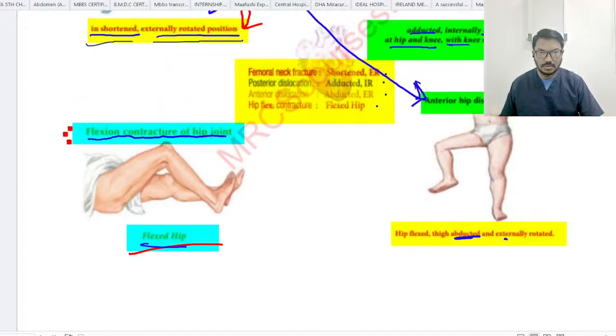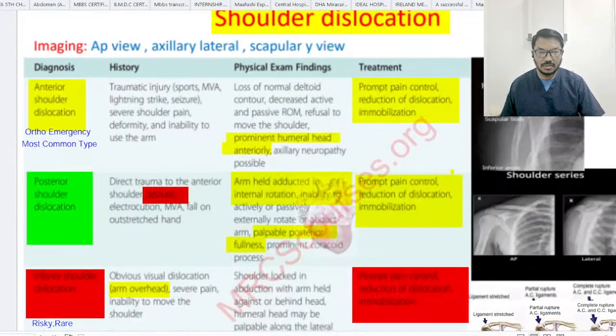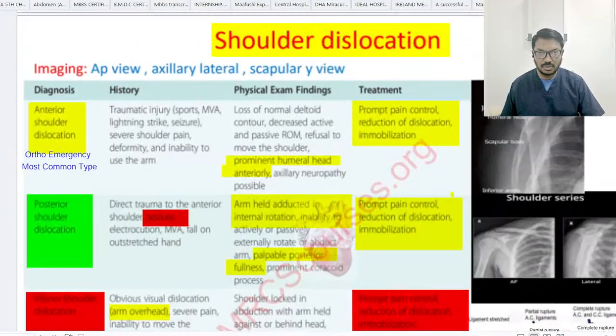Okay, so this part is also done. Actually, I have some trauma cases I need to go to. Shoulder dislocation. This is also important.